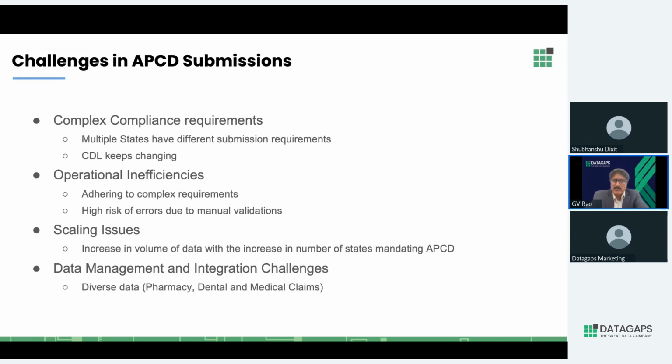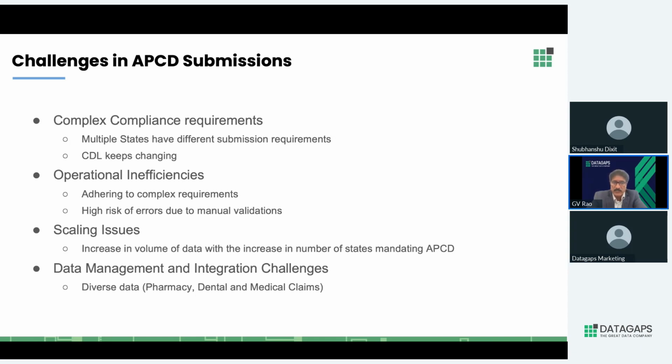So what are the challenges in these submissions? Because of the complex compliance requirements, where everything, right from data duplicity, what should be the length of a data, how should a data be reflected, multiple states having different submission requirements. And at the same time, in order to harmonize across the states, the common data layout keeps changing. So for every individual insurance provider, when they have to submit data, they have to keep track of the changes, keep track of the submission requirements and validate it back.